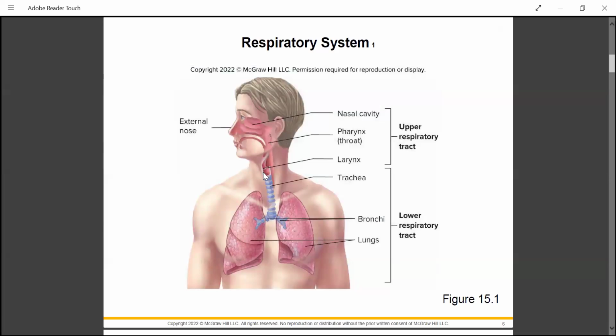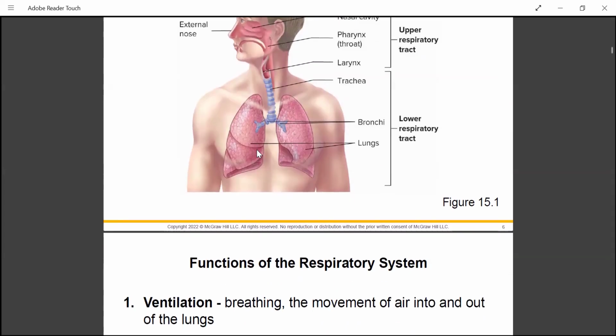Then our next step is the larynx, or voice box. And then we have the trachea. This point here where we have our split is known as the carina. Then we have our primary bronchi splitting into our right and left lung. You'll notice the mouth is not included in the respiratory system. We can breathe through our mouth, but it's not actually included. That's our digestive system for the mouth, not respiratory.